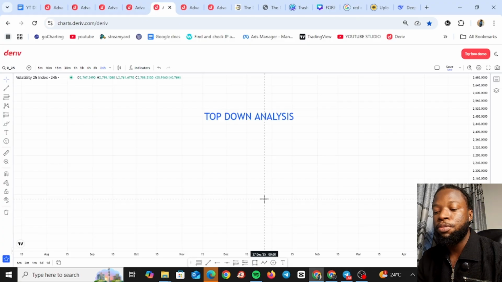So if the market is bullish on the higher time frame, like the weekly, the daily, the 4 hour, that bullish movement is what is going to influence the movement of your entry on the smaller time frame. So that is just the basics of top-down analysis.